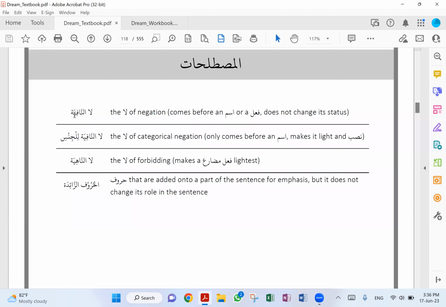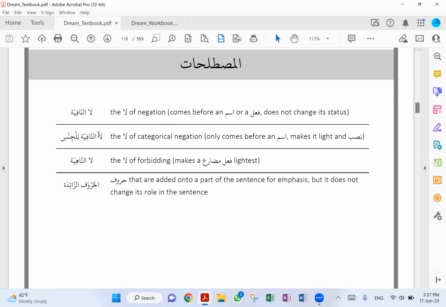Okay, so we have la an-nafiya, which is what we are going to look at today. This is the la of negation. It either comes before an ism or a fi'al. So the way you negate, you can use a la an-nafiya, that's one way, and it comes before an ism or a fi'al and does not change its status. By this, it means that it doesn't have any effect on the isim or the fi'al. It does nothing. If the isim was in rafa status, it will remain rafa. If it was in jar, it's going to remain jar. Does nothing to it. Okay.